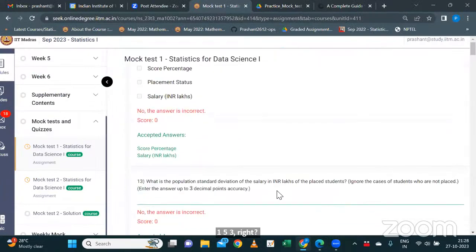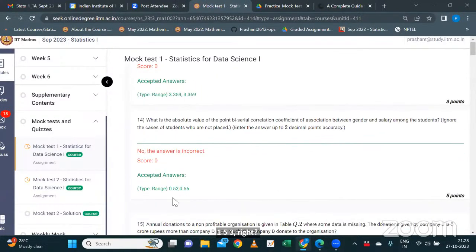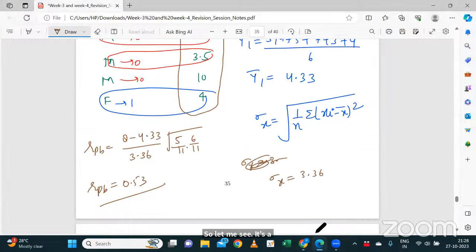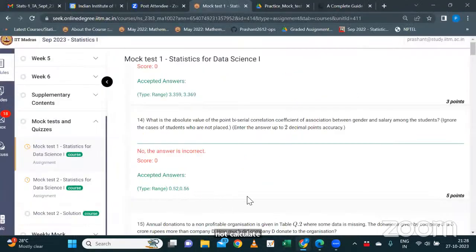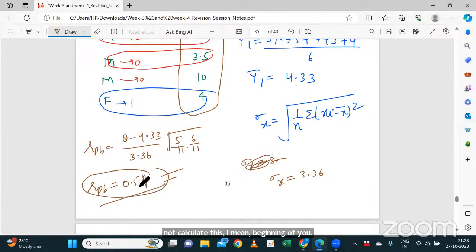So 0.53 is in between these two. I did not calculate it, I'm just believing you. Basically, I think the range is 0.52 to 0.54, which means the answer should be 0.54, the middle. Okay, so this idea is okay. Point biserial correlation coefficient.